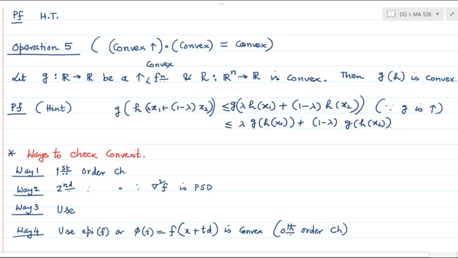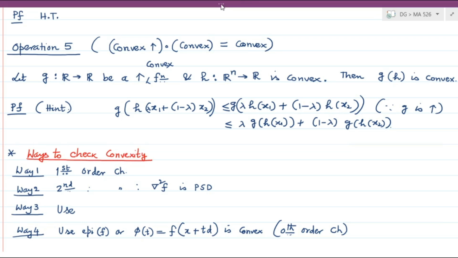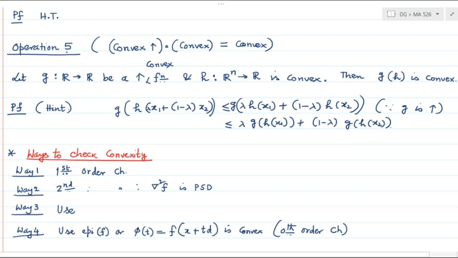The first one is way zero. You check with the definition, the defining inequality, or you use the first order characterization, or you use the second order characterization, or use convexity preserving operations, or you use the epigraph characterization that the epigraph is convex, or the function f is convex along every possible direction d. Fine, this is how we can check convexity of a given function.